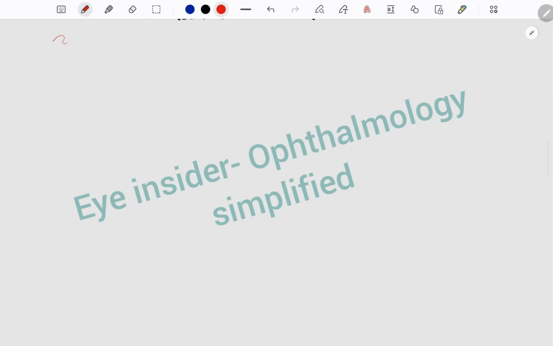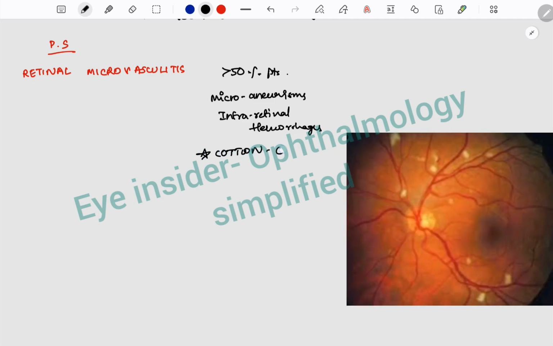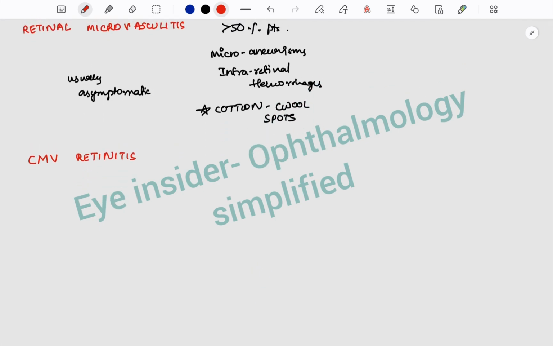The posterior segment manifestations include retinal microvasculitis. More than 50% of the patients show this. There are microaneurysms and intraretinal hemorrhages, and characteristically multiple cotton wool spots are seen. We can differentiate it from hypertensive retinopathy because these are very specifically located and multiple, and there are no vessel changes, and these are usually asymptomatic cases.